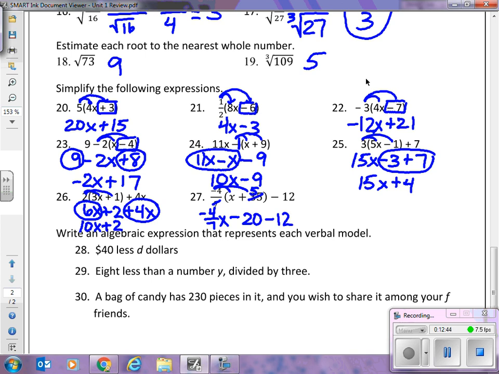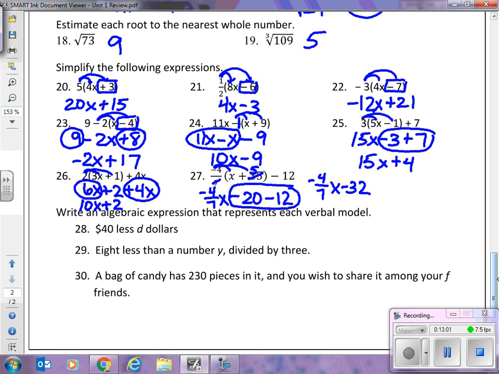Right? So now when we go to combine like terms, the only thing we have to combine are these constants here in the back. So the final answer for number 27 is -4/7 x minus 32. Okay, so you will have to use fractions that aren't always the easy ones, but do not change them to decimals. That won't get you anywhere.